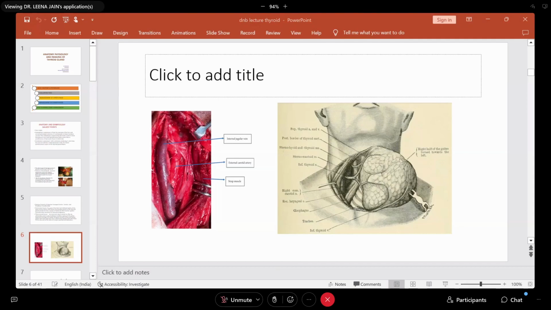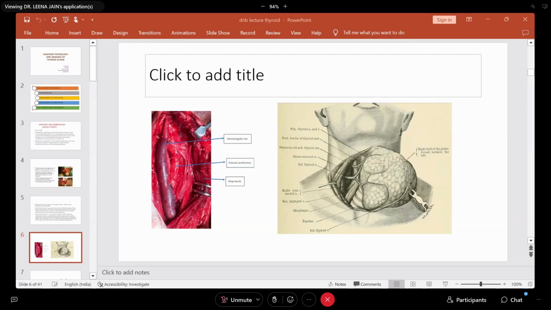Ma'am, in hyperthyroidism, if there is multinodular goiter, single solitary thyroid nodule, or Graves' disease, in all three will we give the same drug, carbimazole, or can we try something else also? No, we will give that.